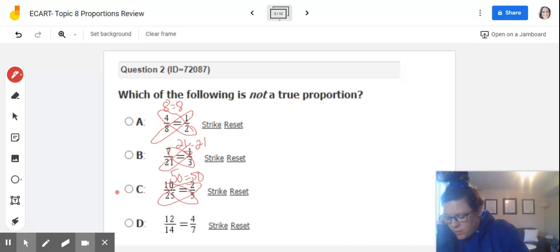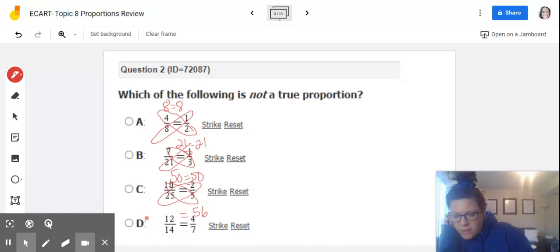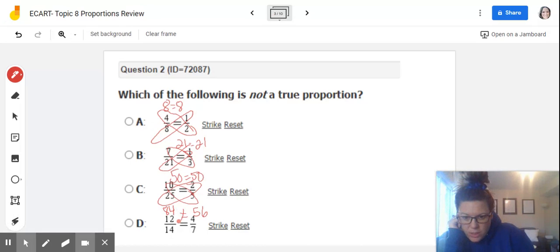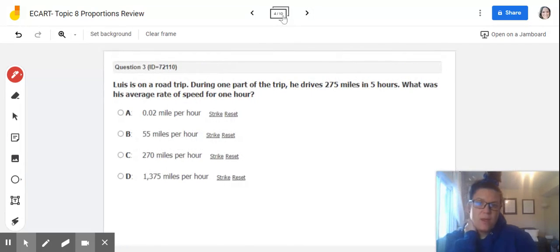I'm just going to double check. 14 times 4 is 56. And does that equal 7 times 12? I think that's 84. Nope. So I know that those two answers don't equal each other. So it's not a true proportion.